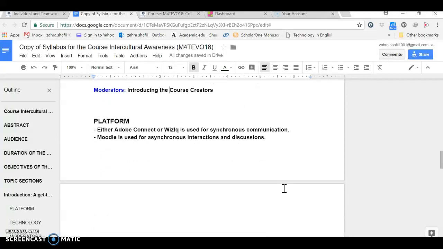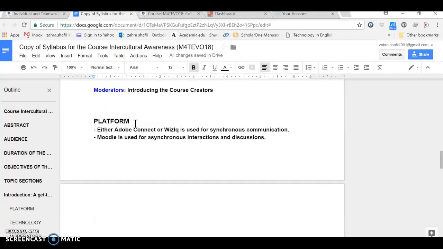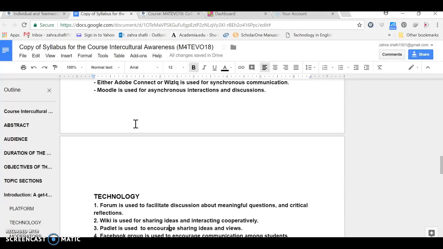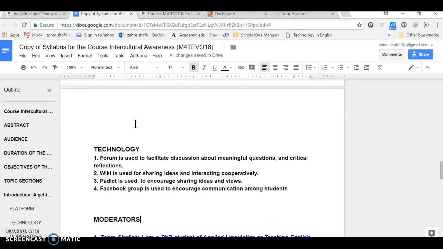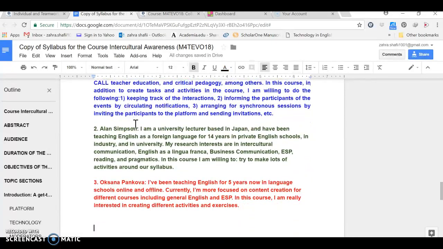Then 2 other sections were added: about us, which presents the course syllabus, and moderators, which talks about who we are. As the synchronous platform, we want to use WizIQ, and for asynchronous platform, we will use Moodle. The technologies will include forums, wikis, Padlet, and Facebook groups. Then here we moderators have introduced ourselves.